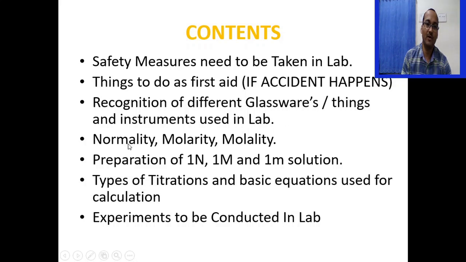And we will talk about the normality and molality concepts and how to prepare one normal, one molar and one molal solution. And also we will discuss different types of titrations and basic equations used for calculation. And what experiments students will carry out in the chemistry lab.